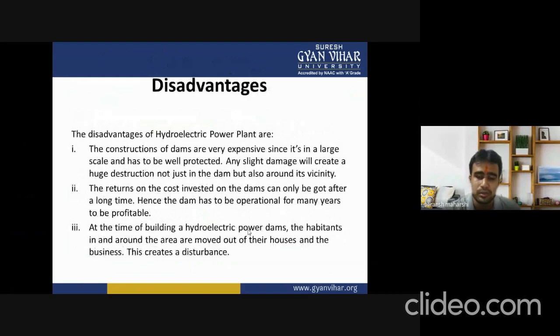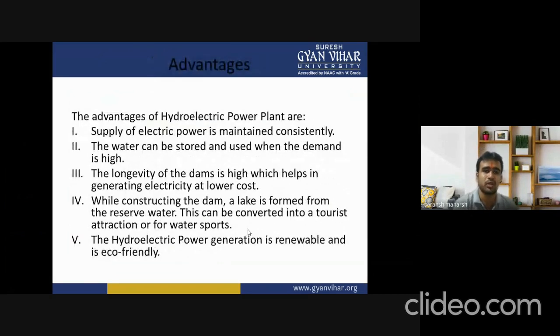Now advantages. Now we will discuss some advantages of the hydroelectric power plant. First, the supply of electric power is maintained consistently. Second, the water can be stored and used when the demand is high. The longevity of the dams is high, which helps in generating electricity at a lower cost. While constructing the dam, a lake is formed from the reserve water. This can be converted into a tourist attraction or used for water sports.